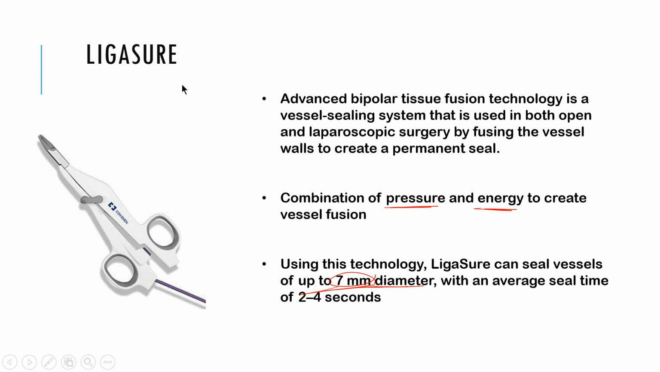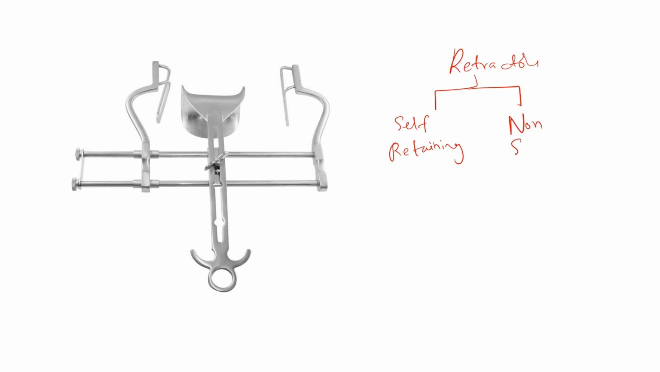Now coming to the next one. Let's say, for example, you have opened the anterior abdominal layers. Now you want to retract the abdominal cavity using some instruments. They are called retractors. You have two types of retractors actually. One is self-retaining retractors. The other one is non-self-retaining.